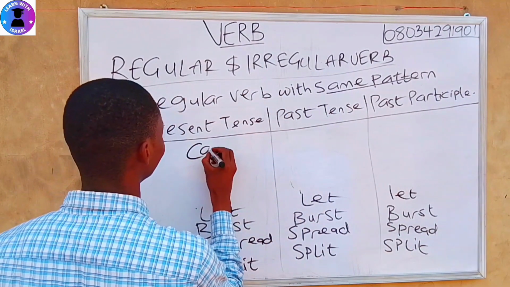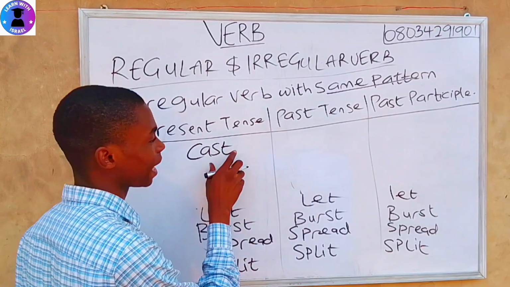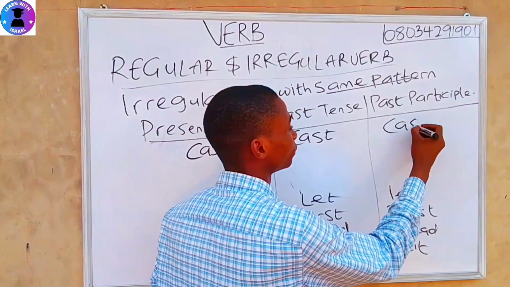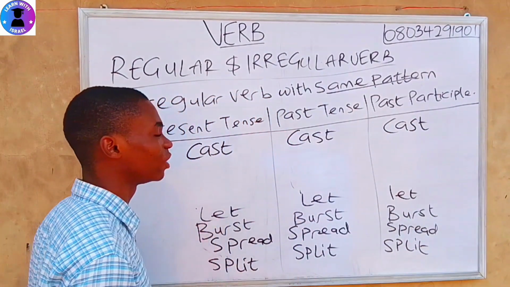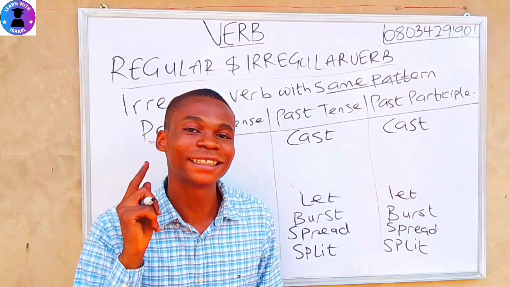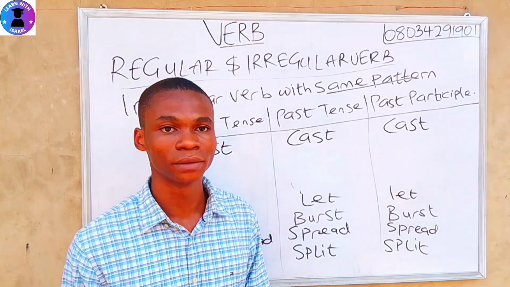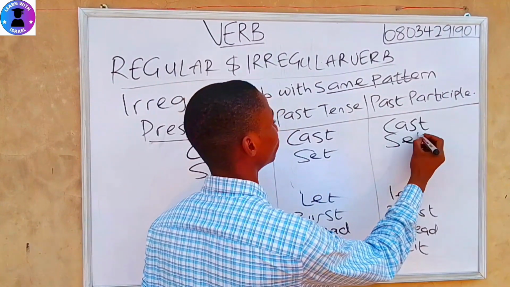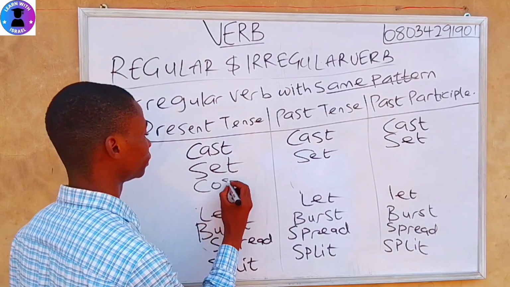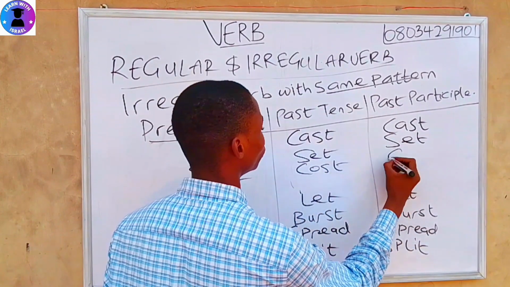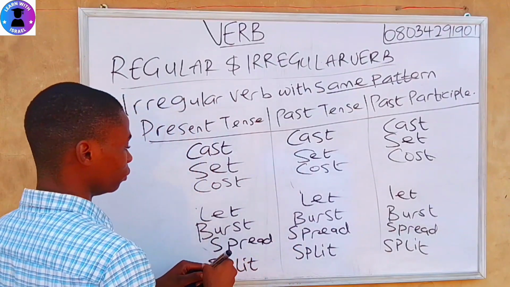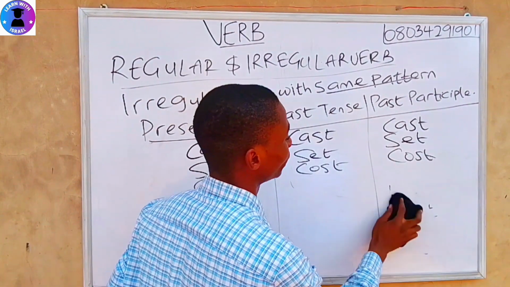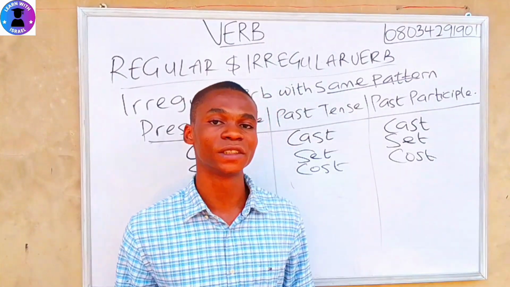We have cast. The present tense of cast is cast. The past tense is cast, while the past participle is cast. There is nothing like casted. Casted is not an English word. Another one is set, set, set. Another one is cost, cost, cost. So you also need to avoid costed. There is nothing like costed. So make sure you copy this note. It is very important.